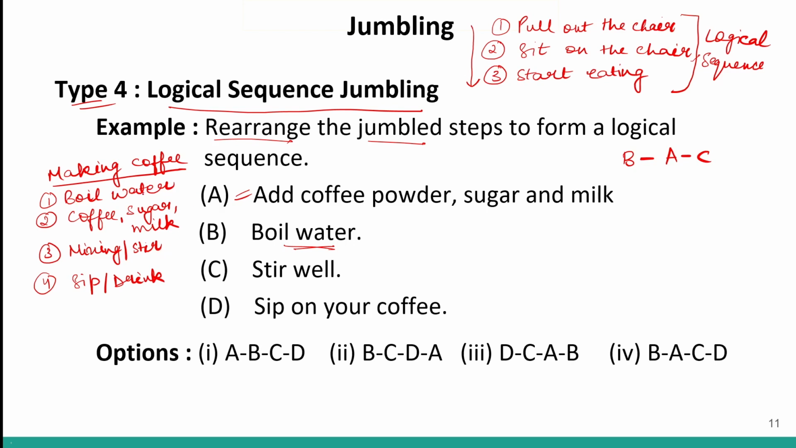Similarly, can I add boiling water, can I add coffee, sugar, milk after drinking my coffee? No, because these things have to be added earlier. So this is the logical sequence. I cannot deviate from it. This is the logical sequence. So the last statement will be D. B, A, C, D, which is option number 4. So option number 4 will be your correct order. Again, logical sequence means that we cannot do this thing in any other order. This is the final order. And this is how you solve questions for logical sequence jumbling.